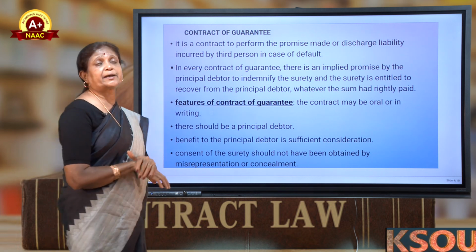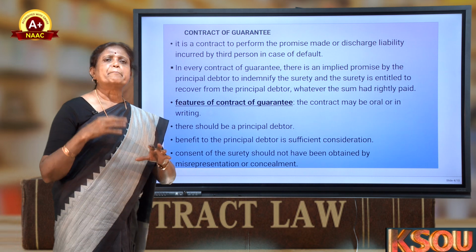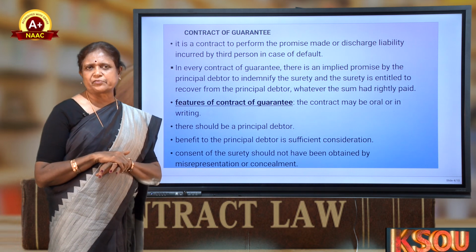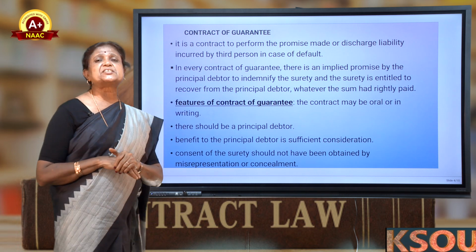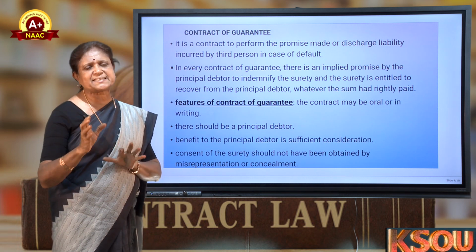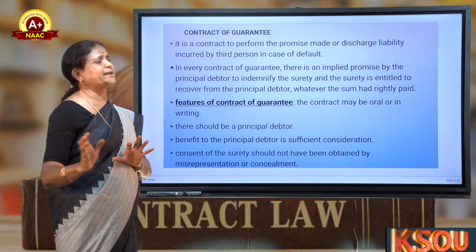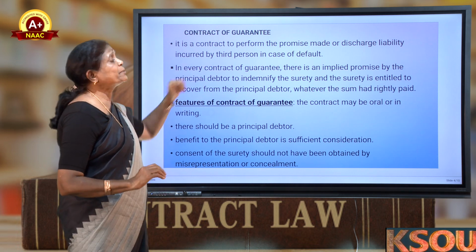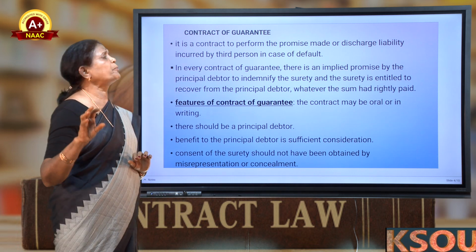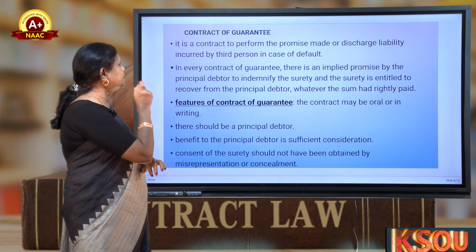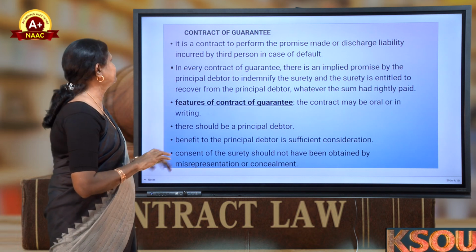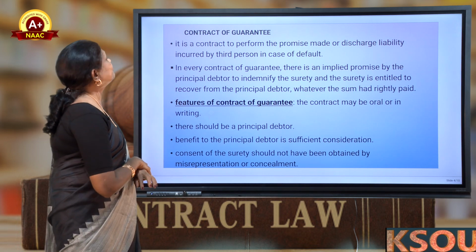the actual loss is made, and the indemnity holder will give the actual payment. But in case of a contract of guarantee, before actual loss is suffered, the other party assures the principal debtor to compensate the creditor. So it is nothing but a contract to perform the promise or to discharge the liability of a third person in case of default. That means it's a contract of guarantee.